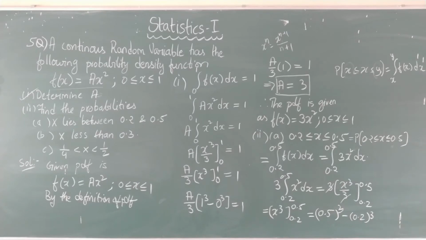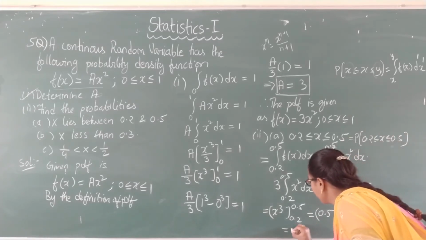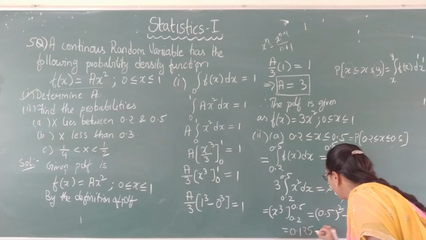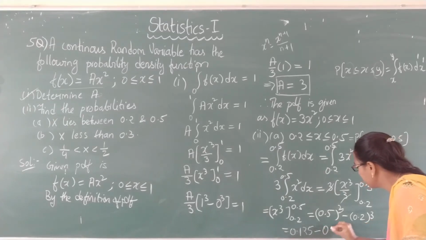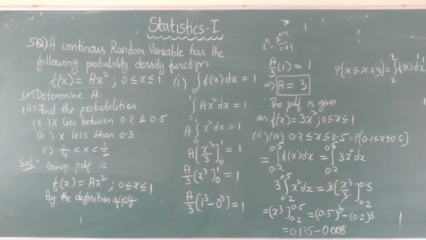Find out the value. We know 5 cube is 125. 2 cube is 8. So 0.5 cube means 0.125. So this is nothing but 0.125 minus 0.2 whole cube. 2 cube is 8, so you will get 0.008. Next is 0.125 minus 0.008. The answer is 0.117.